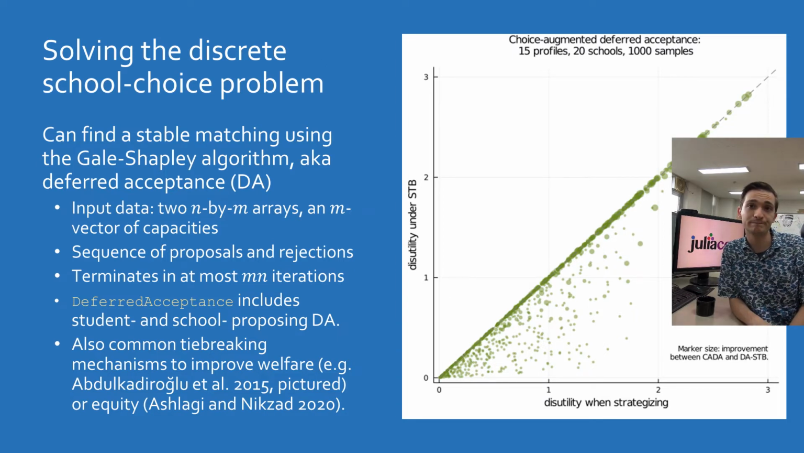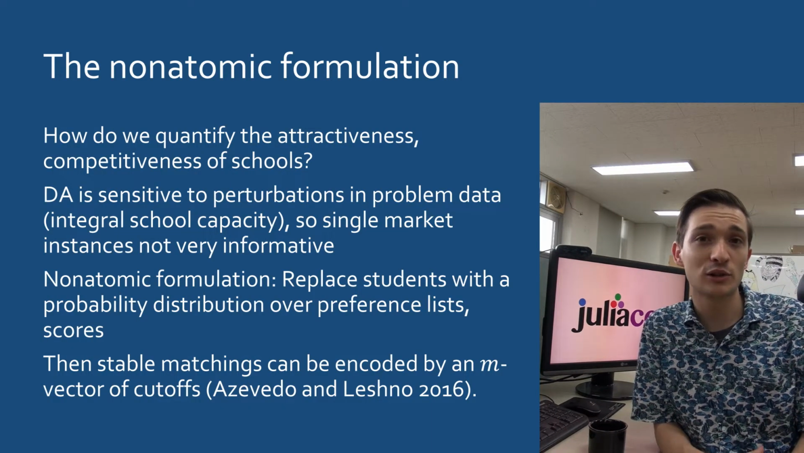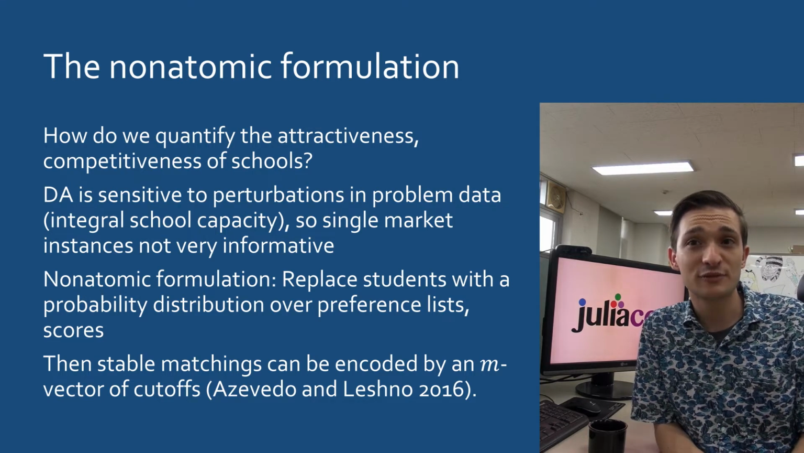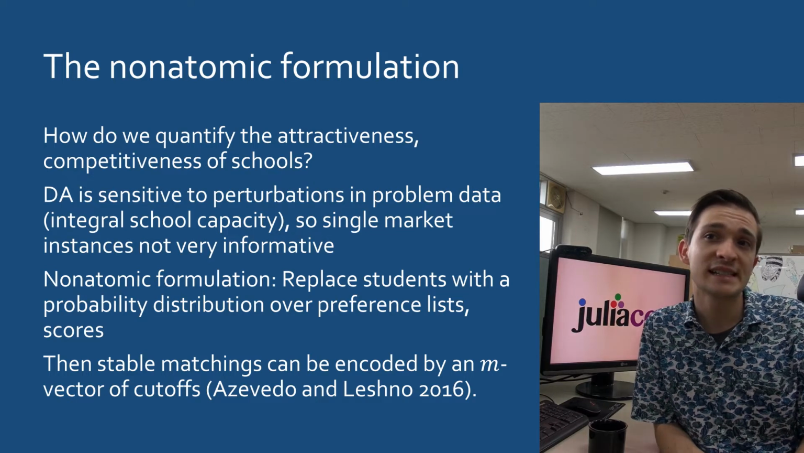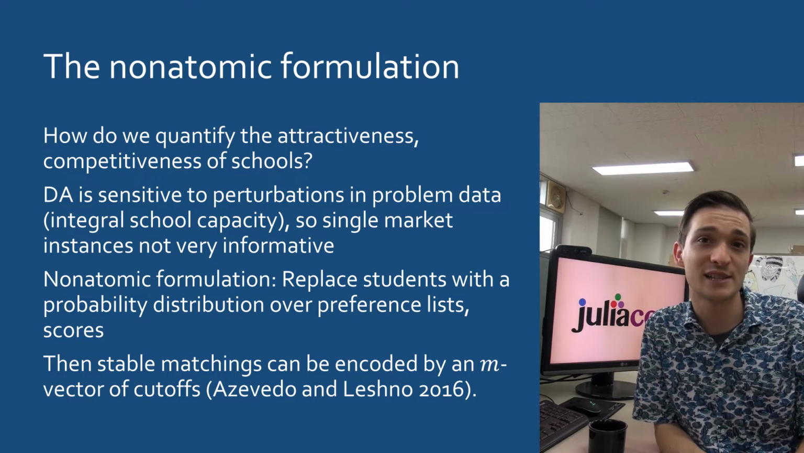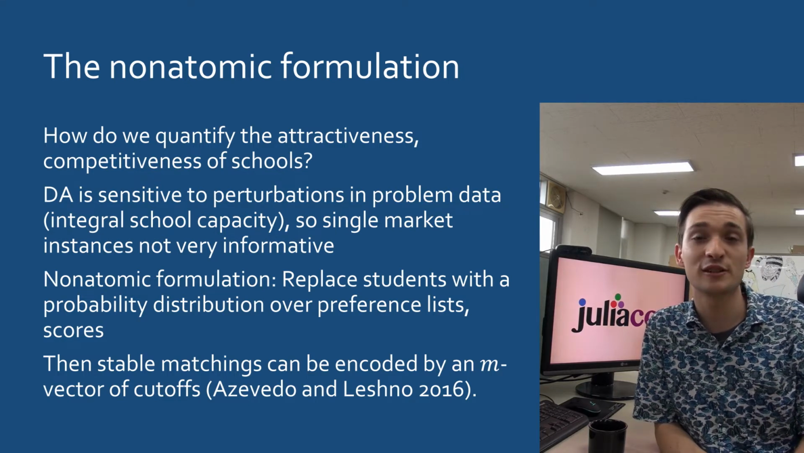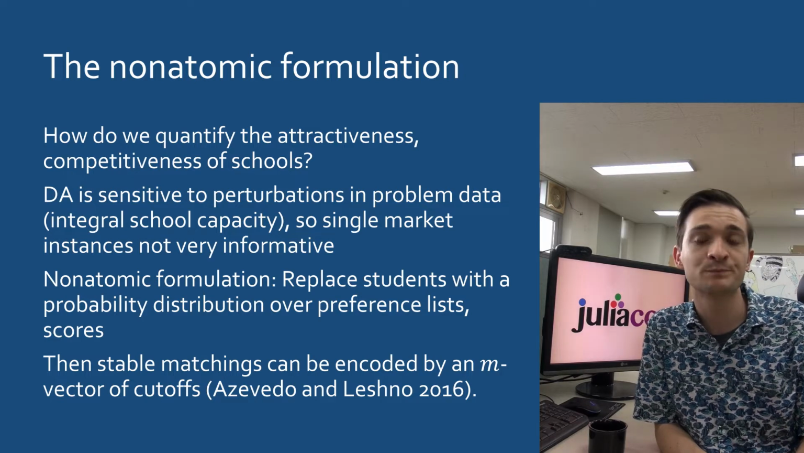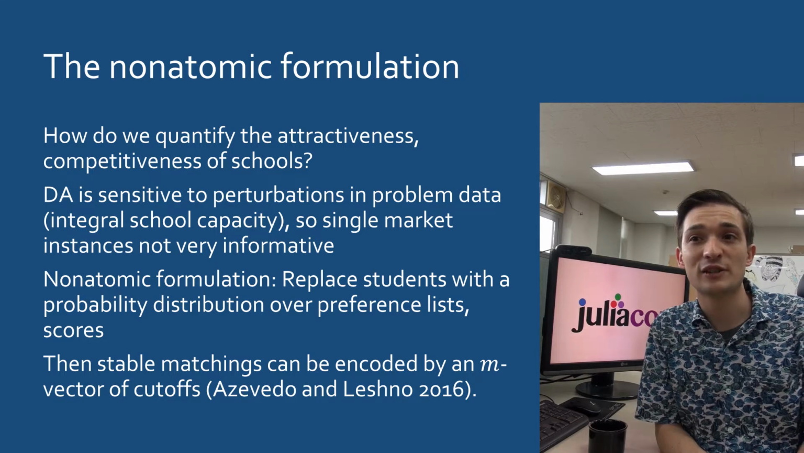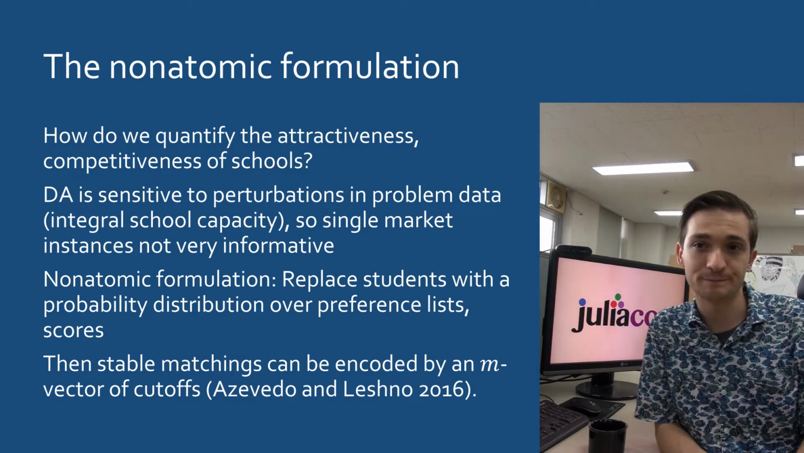This algorithm is cool, but by looking at a single stable assignment, it can be hard to conclude much about the overall preferability or competitiveness of each school. A recent development in the school choice literature is a nonatomic framework that enables this sort of econometric analysis by modeling students as a probability distribution over the set of possible preference lists and scores. In this case, stable matchings can be characterized uniquely by a vector of score cutoffs at each school.